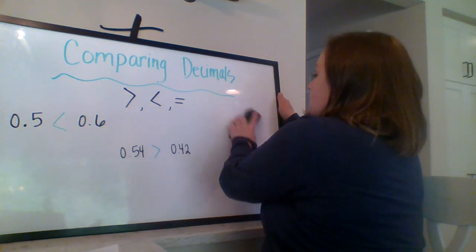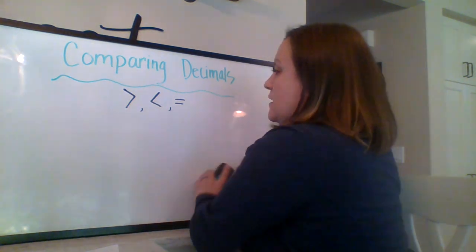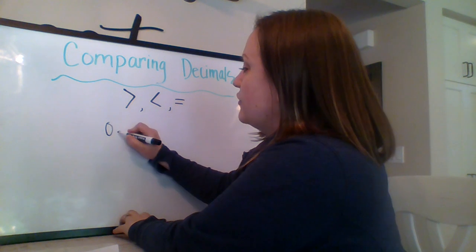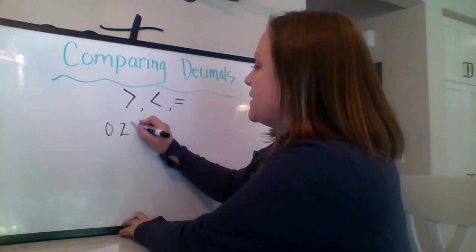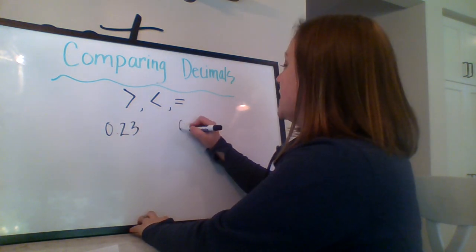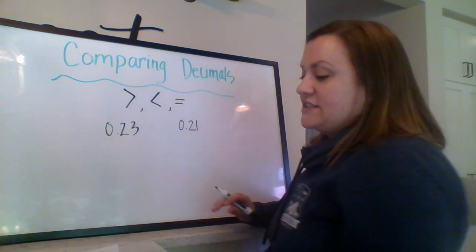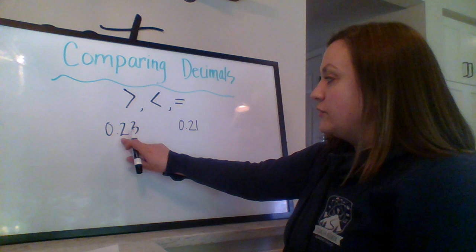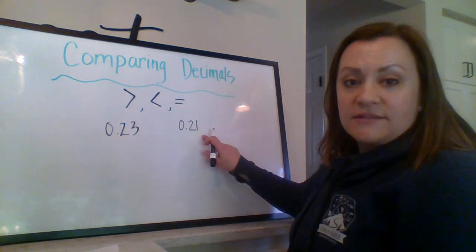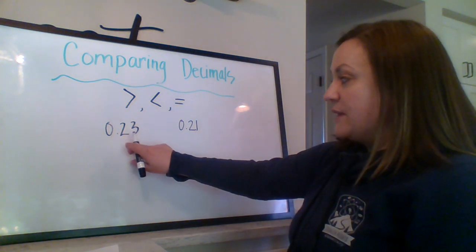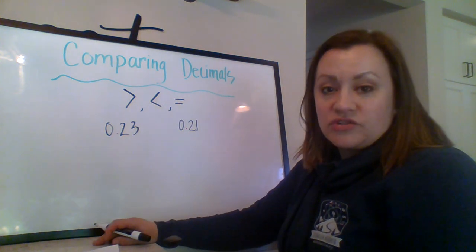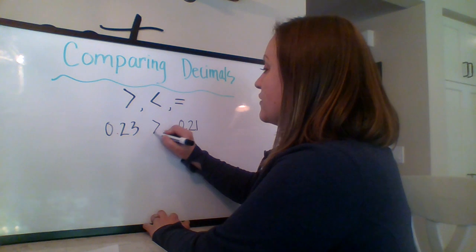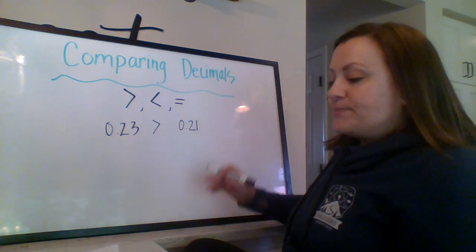Okay. Let's do a couple more. I'm going to put a handful of ones up here. Let's do 23 hundredths compared to 21 hundredths. Both of them are in the hundredths, so we're ready to compare. 23 hundredths compared to 21 hundredths. We know that 23 hundredths is greater than 21 hundredths.